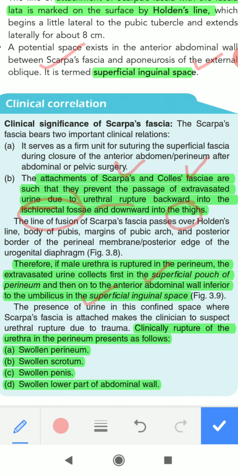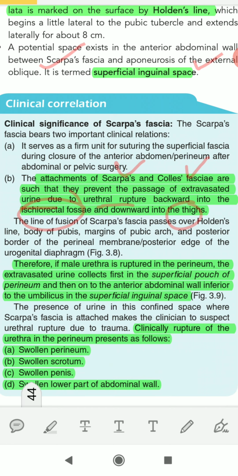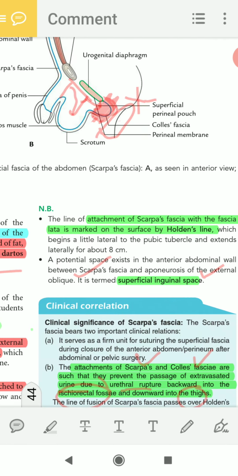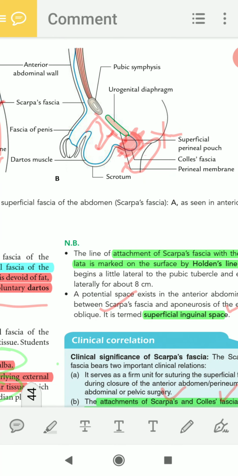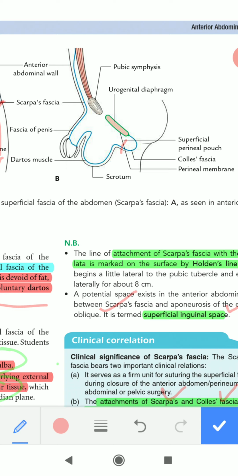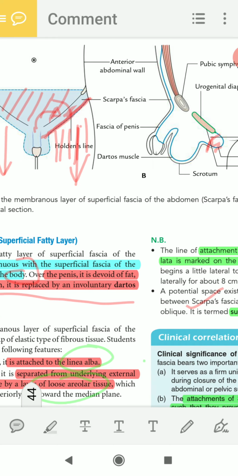And how will we identify if the urethra is ruptured? By a swollen perineum, that means the area around the anus is swollen, the scrotum is swollen, the penis is swollen, and the lower part of the abdomen is swollen. So the extravasated urine is collected in the superficial inguinal space and superficial perineal pouch. So this is the superficial perineal pouch. Here the urine will be accumulated, and another one is the superficial inguinal space.